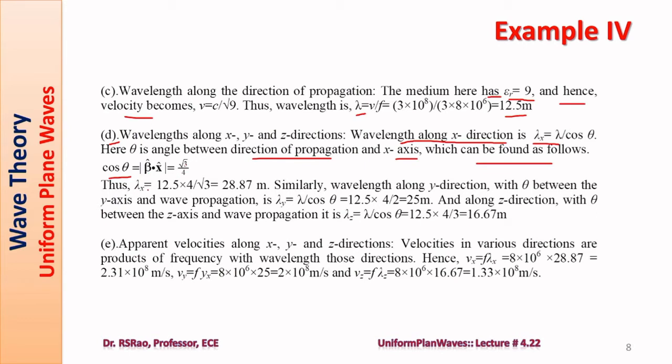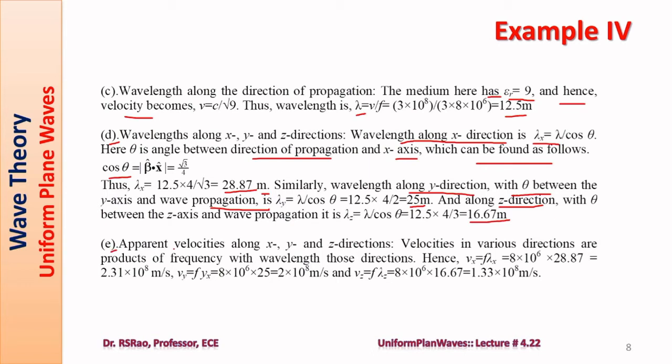Thus, lambda x is equal to 12.5 into 4 by root 3. It turns out to be 28.87 meters. Similarly, the wavelength along y direction, with theta between the y-axis and wave propagation, is lambda y equal to lambda by cos theta. It turns out to be 25 meters. Similarly, the wavelength along z direction can be found. It turns out to be 16.67 meters.